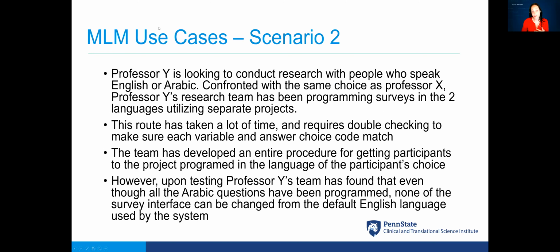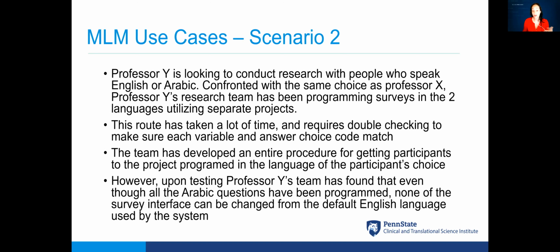But then for scenario 2, Professor Y is looking to conduct research with people who speak English or Arabic. And he's confronted with the same choice as Professor X. Professor Y's research team programmed the surveys in 2 languages utilizing separate projects. So he's a little bit further ahead in the process than Professor X, and he hasn't yet pushed to production. This route has taken a lot of time. It requires a lot of double checking to make sure that each variable and answer choice code match.